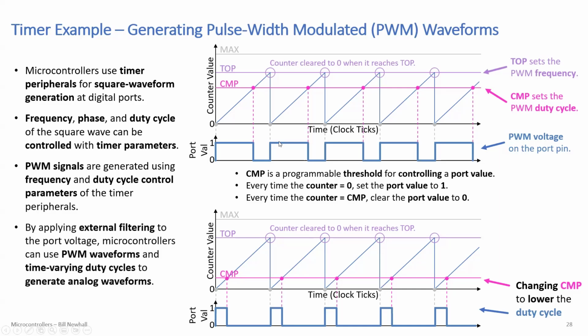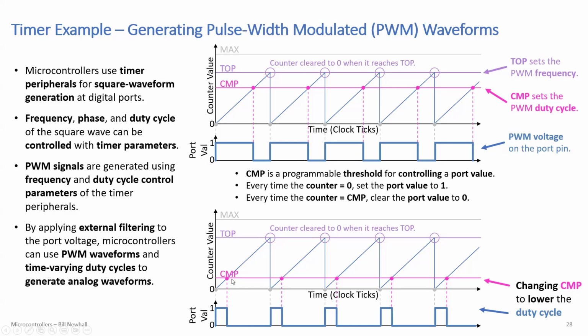And now we've used this PWM voltage or signal to control motor speed, and you can control LED brightness, things like that. But one thing we haven't done in lab, but you should know, is that you can actually apply external filtering to the port output voltage. And you can use PWM waveforms to create analog waveforms.